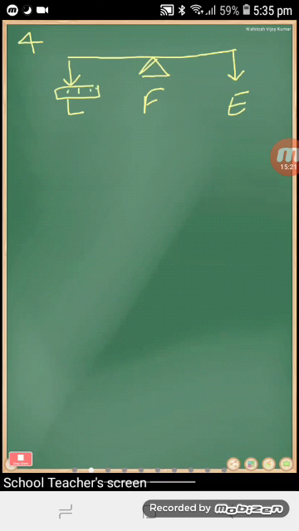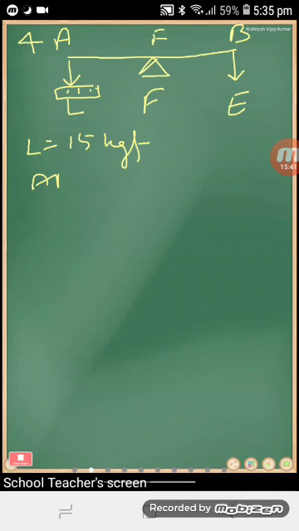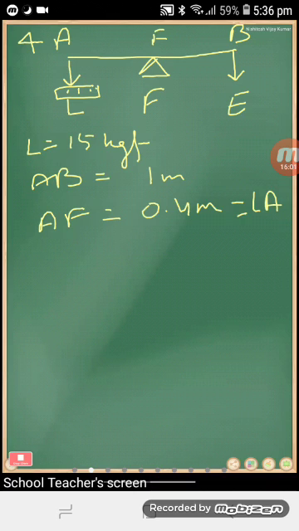Load is equal to 15 kgf. Now this is A, F, B. Now AB is given as 1 meter. AB is equal to 1 meter. AF is given as 0.4 meter. Now if you try to see, AF basically represents your load arm.